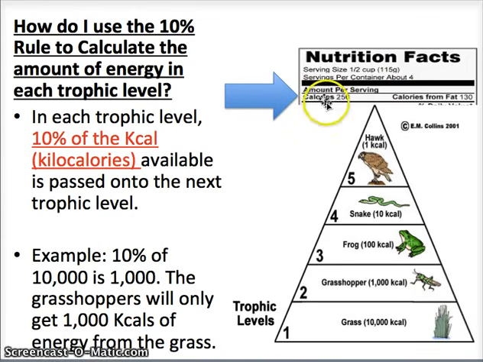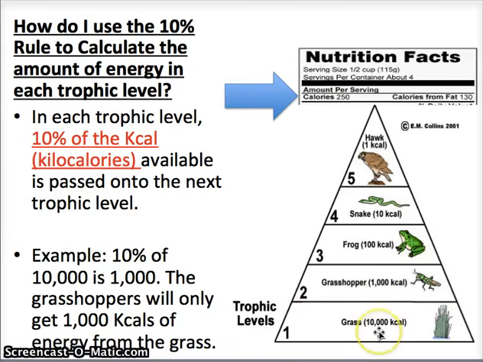So think of it in that way. So let's say that the bottom trophic level has 10,000 calories or 10,000 kilocalories available. So the grass captures sunlight, it has 10,000 kilocalories available. When the grasshopper eats the grass, it actually only gets 1,000 kilocalories from the grass, because only 10% of these kilocalories gets passed on to the grasshopper.